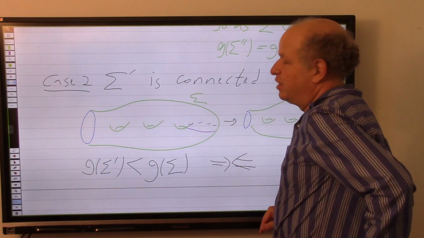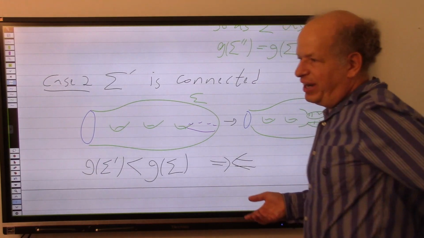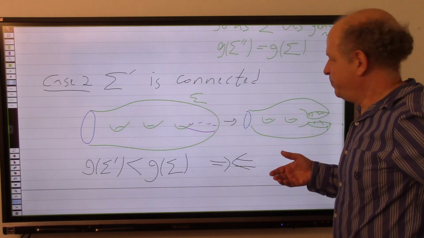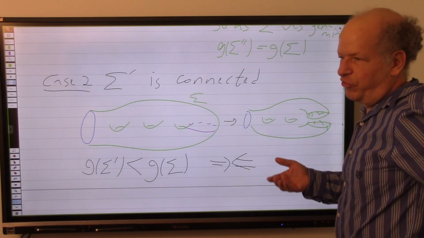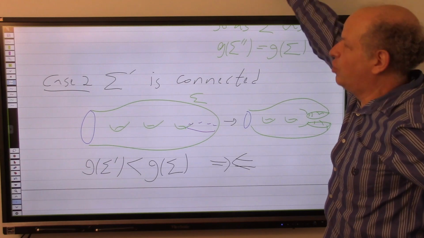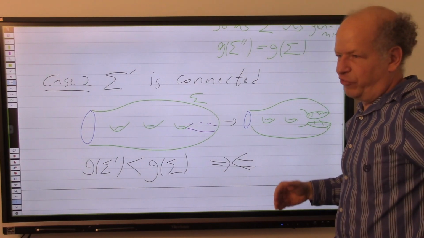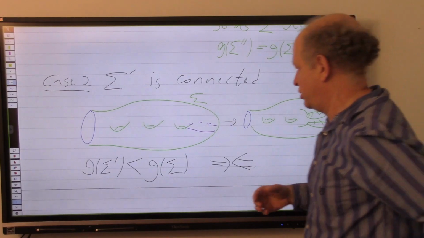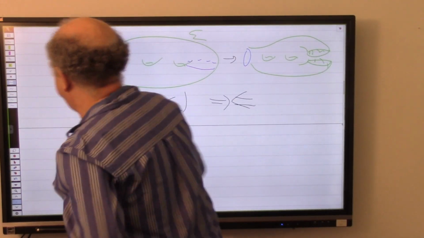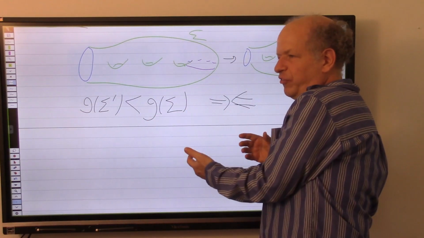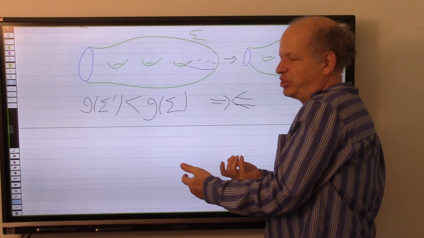Okay? So in any case, we find that we can reduce the number of connected components. So basically, it means that the only case was case 1, and we could reduce the number of intersections. So repeat. You get a new surface with a smaller number of intersections, and repeat the same process.